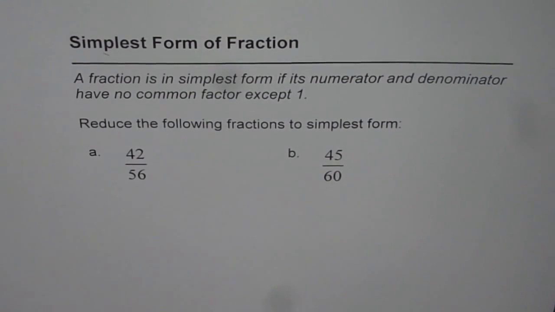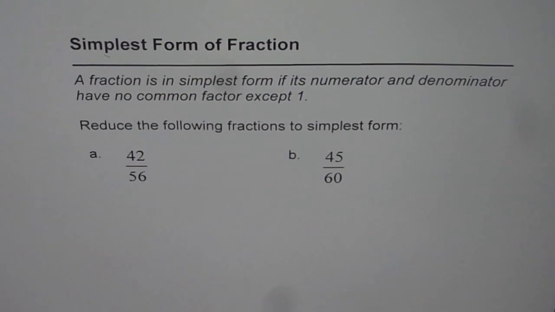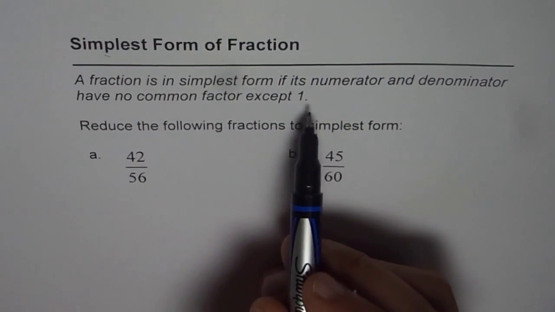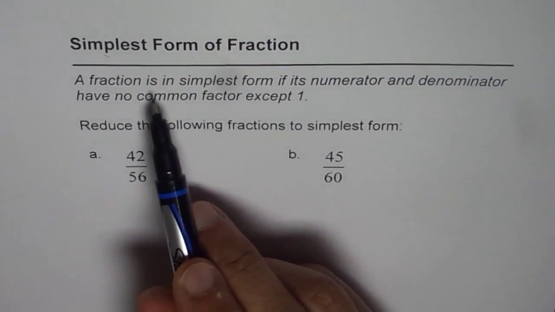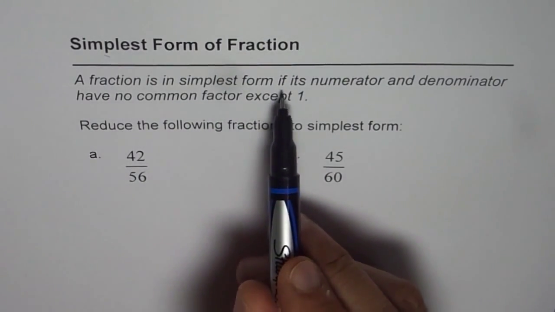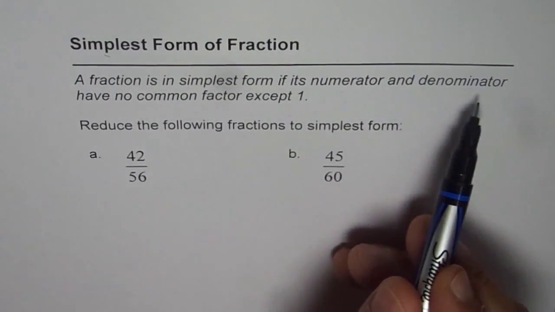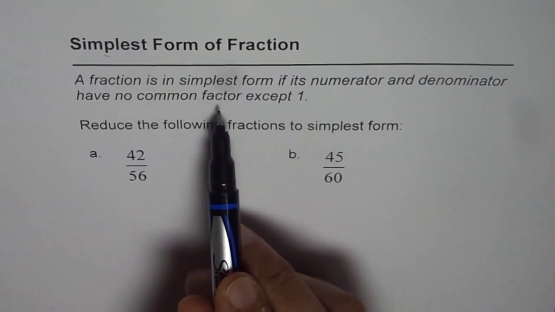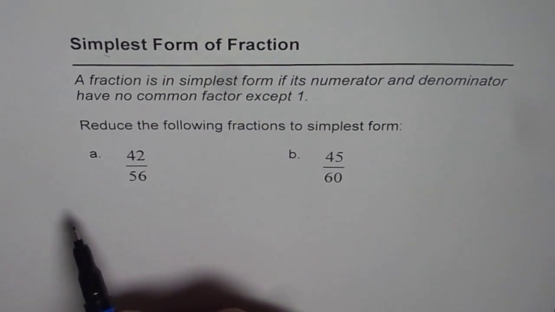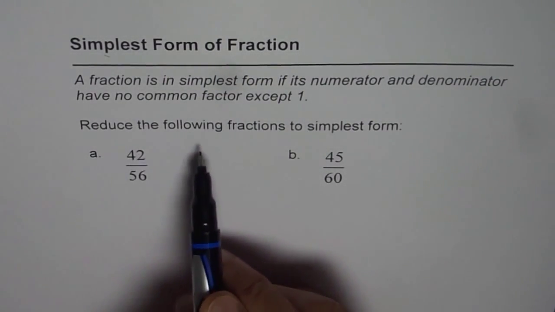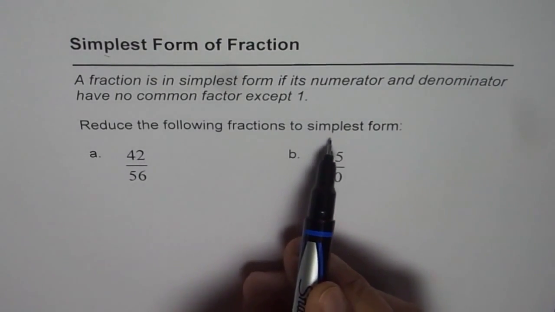Let us understand how to write a fraction in simplest form or lowest terms. We have given you the definition here. A fraction is in simplest form if its numerator and denominator have no common factor except 1. And the question is, reduce the following fractions to simplest form.